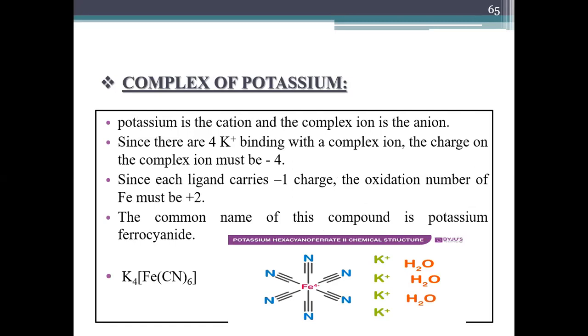Complexes of potassium and geometry of potassium. Potassium is a cation and the complex ion is the anion. Since there are 4 potassium ions binding with a complex ion, the charge on the complex ion must be -4. Since each ligand carries a -1 charge, the oxidation number of iron must be +2. The common name of this compound is potassium ferrocyanide, and the structure of potassium hexacyanoferrate is shown in the chemical structure.